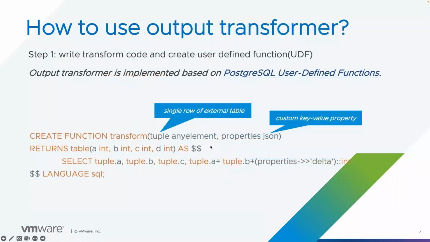Output transformer is implemented based on Postgres user-defined function. So you should implement your custom transform function first and create it like this. And your function doesn't need to have the name transform, but it should have the same function signature as the example here. The function has two arguments. The first argument is a single row of the external table, and you can reference its column using an expression like this. The second argument is a JSON type property. You can reference the custom property using an expression like this.